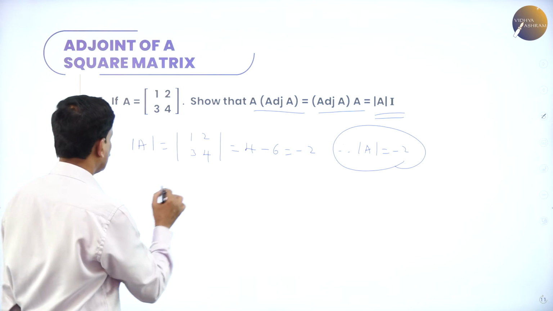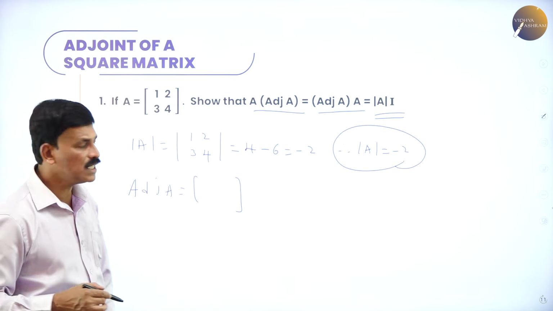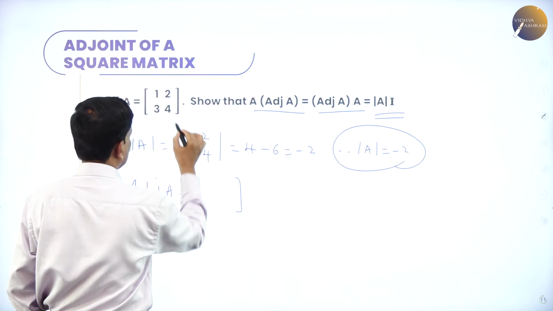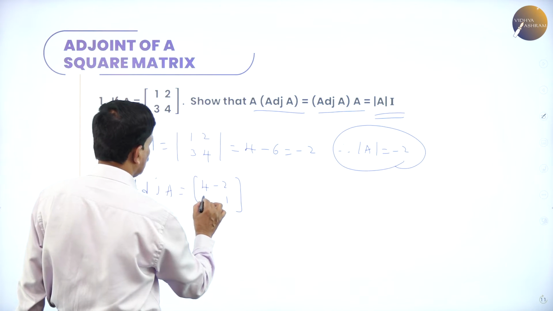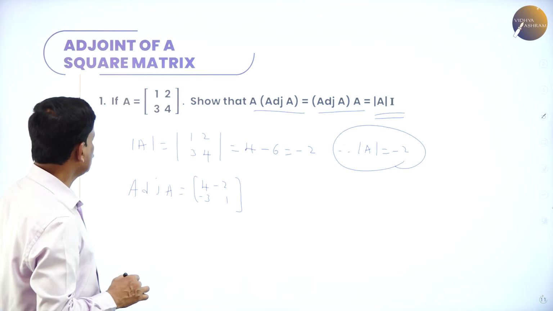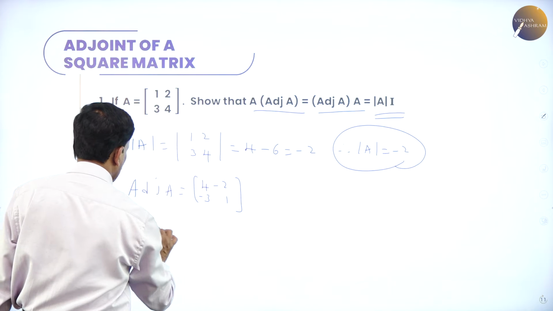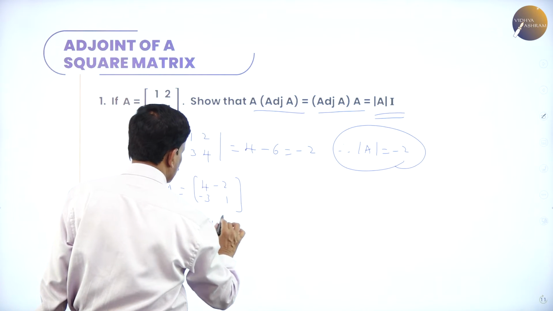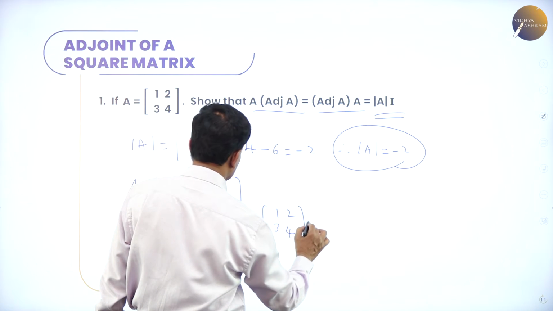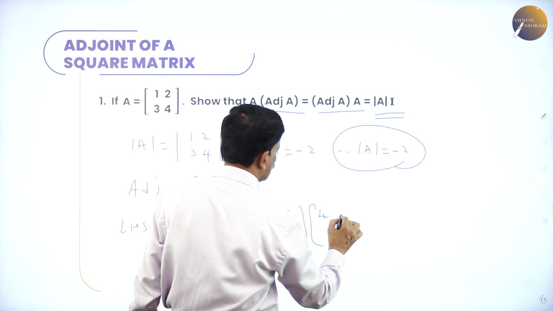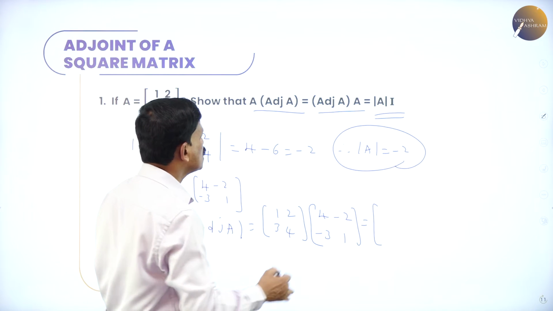Now, find out the adjoint of A. As I told, this can be simplified very easily. Just interchanging the diagonals, this is 4, 1, and changing the signs for the secondary diagonals, minus 2 and minus 3. Now, adjoint of A is equal to [4, minus 2; minus 3, 1]. Now, find out the left hand side, LHS. LHS is A into adjoint of A. What is A? A is [1, 2; 3, 4] into adjoint of A, which is [4, minus 2; minus 3, 1]. Simplify this.